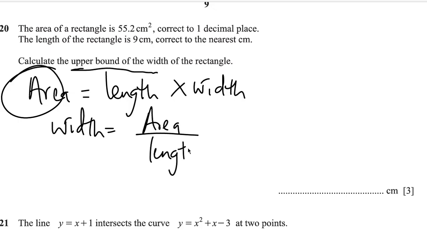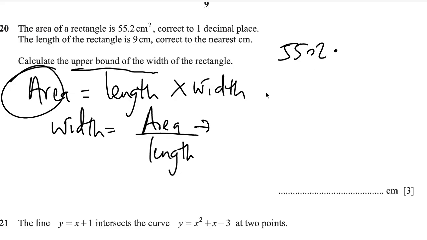But we have to be very careful here. We are doing our best to maximize the width. As it says, the upper bound, which is the maximum threshold, right? The width cannot go beyond that value. It cannot even get to that value. So the question now is, what is the upper bound of the area? The question says 55.2 cm squared, correct to 1 decimal place. So it was corrected to 1 decimal place. So there was a number before it, right?